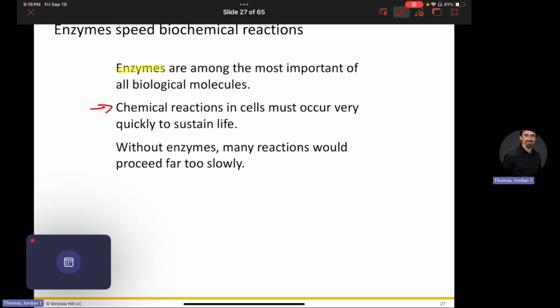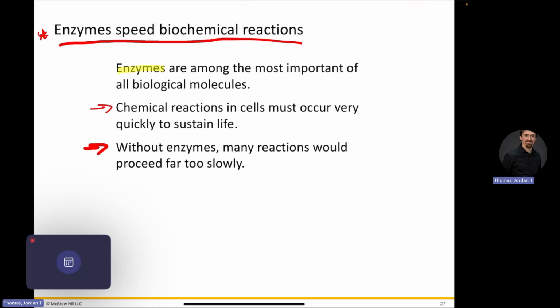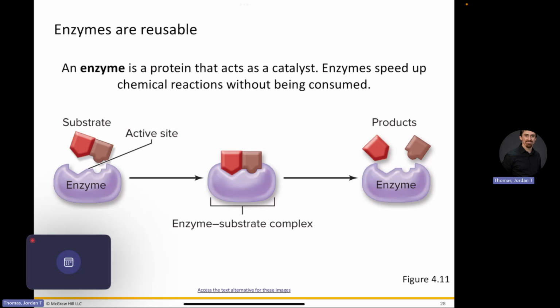Chemical reactions in the cells must occur quickly to sustain life. Without enzymes, many reactions would proceed far too slowly. And again, the big thing here is this top thing. Enzymes speed up biochemical reactions. Enzymes are used to speed up a reaction to make sure it happens quickly, make sure it happens efficiently within the cell or outside of the cell, because some enzymes are put outside of the cell. The enzymes are incredibly important because they help reactions happen faster. So let's talk about what an enzyme is, though.